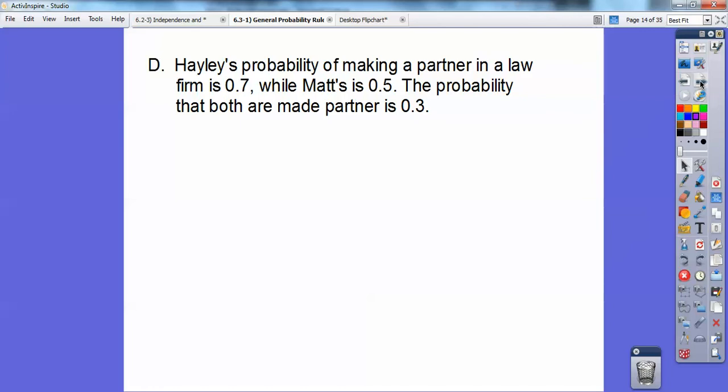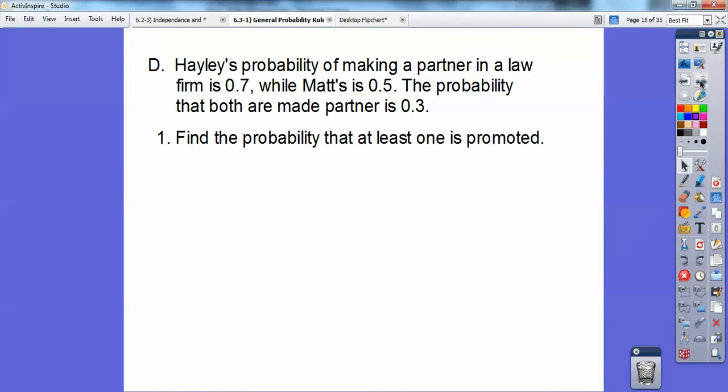Okay, here's one. Haley's probability of making partner in a law firm is 0.7, while Matt's is 0.5. The probability that both are made partner is 0.3. Okay, so number one, find the probability that at least one is promoted. We're going to do probability of Haley plus Matt minus both of them being promoted. So Haley is 0.7, Matt's 0.5, take off that 0.3 and you get 0.9. Okay, piece of cake, huh?